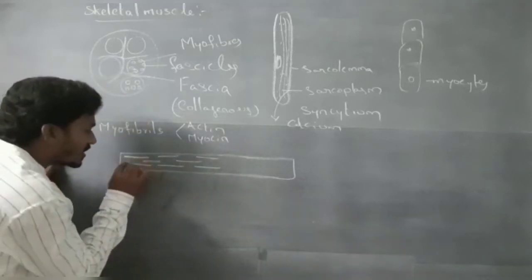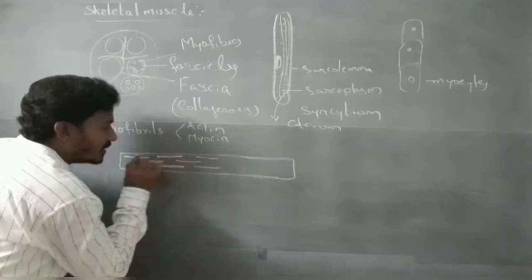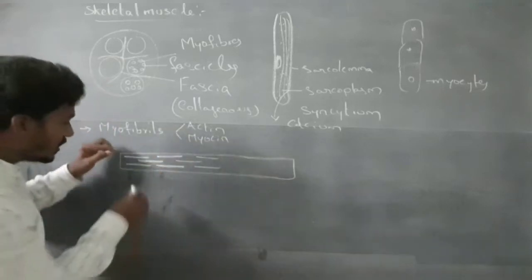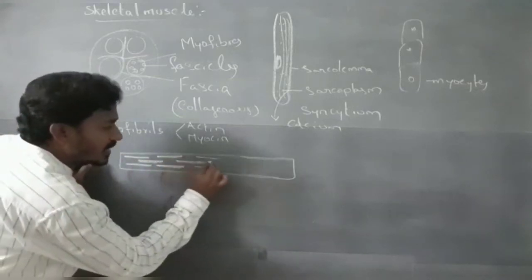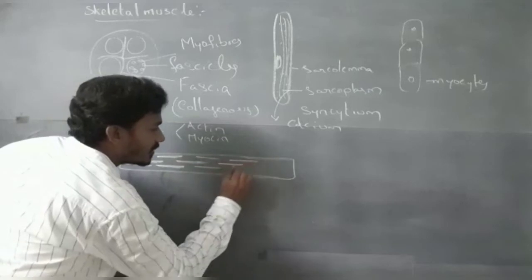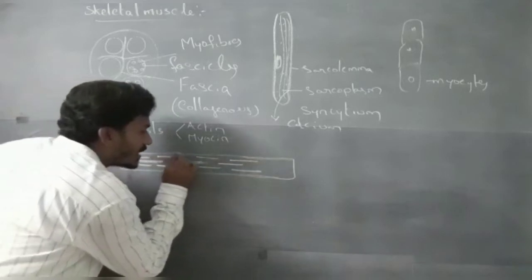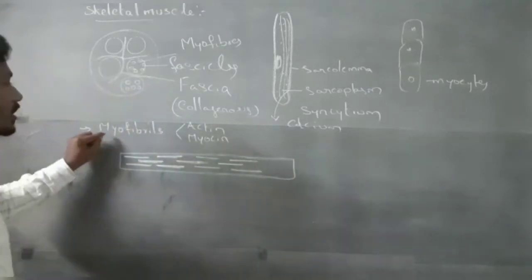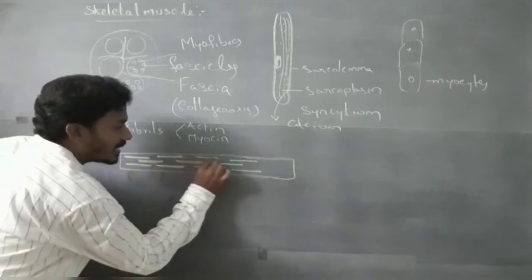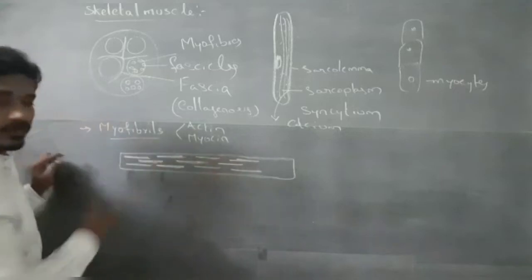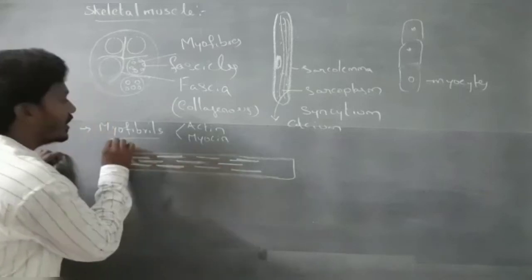Actin and myosin proteins are rod-like structures. These are parallel to each other. Actin and myosin are arranged parallel to each other, and they are distributed along the long axis of the myofibril. These are present in the long axis of the myofibrils.